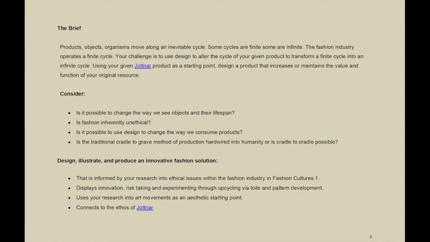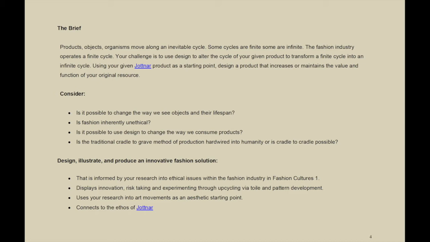That first point says that you must connect your research in Fashion Cultures 1 with the research you do for Fashion Design 2. So looking at ethical issues. There's lots of ethical issues to look at in fashion. Innovation and risk-taking and experimenting through upcycling via trial and patent development. So that's really asking you to explore the physical production of garments and take risks through that. Now that might require you to do some research into different circular or sustainable ways to produce garments.